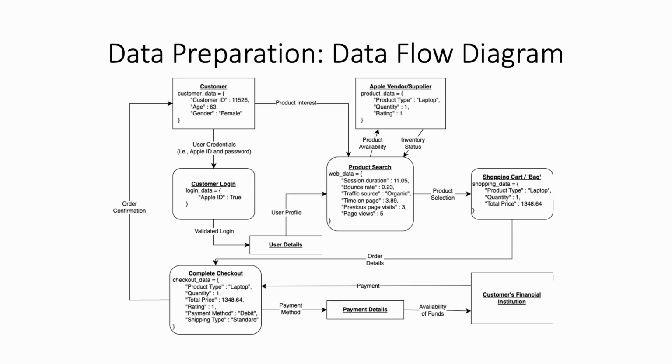Once satisfied with a product based on product type, quantity, and total price, the customer can add the product to the shopping cart or bag as referred to by Apple. Then, considering the respective product fields, a customer can select a shipping type and payment method, which undergoes a validation process by the customer's financial institution before completing the checkout process. Once the checkout process is complete, the system notifies the customer with the respective order details. So this diagram is helpful to understand the flow of data, but also the connections between the different steps within the flow of data.